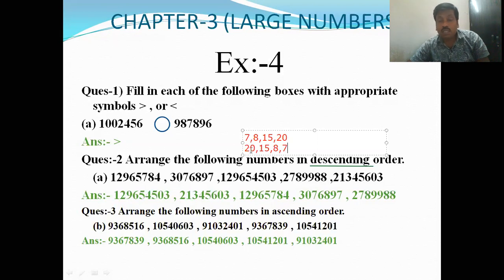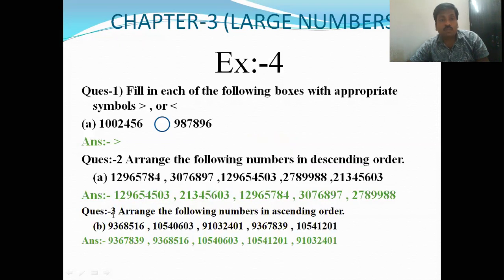This is the largest number among these numbers, and 15 is smaller than this number, 8 is smaller than 15, and 7 is smaller than this number. So in this way, we can arrange the numbers in descending order. Okay, children, I hope you can understand this type of example.